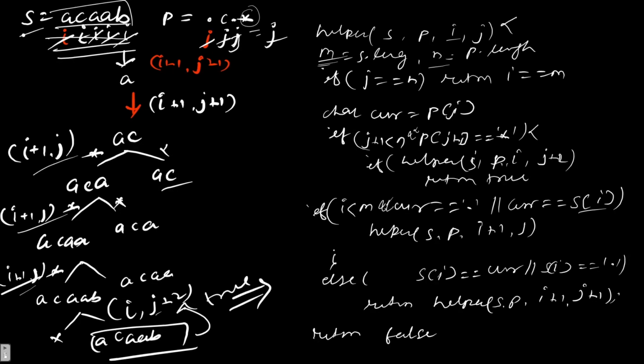Okay, so this is the pseudocode for recursion. Let's write this in the compiler and check whether this is correct or not. Okay, so let's go to the compiler.